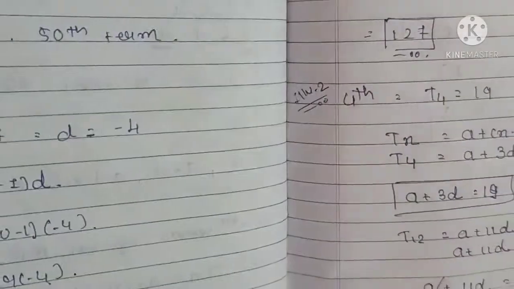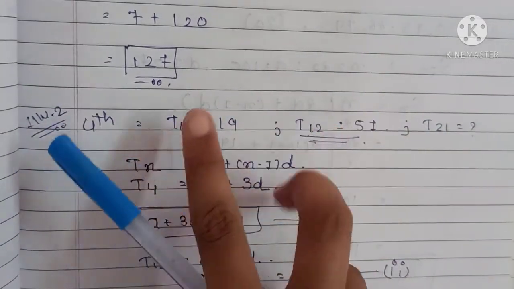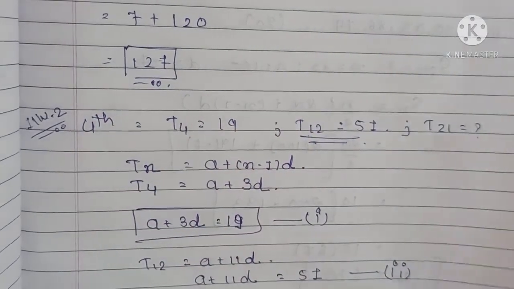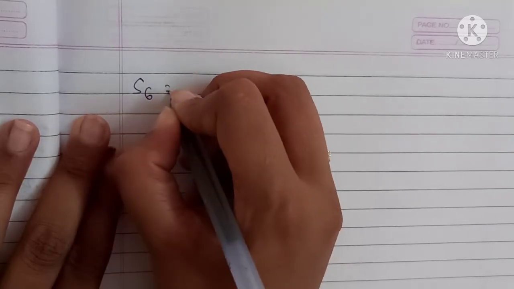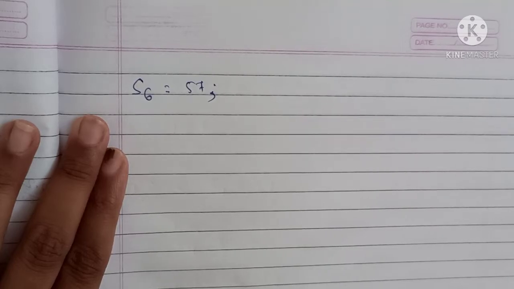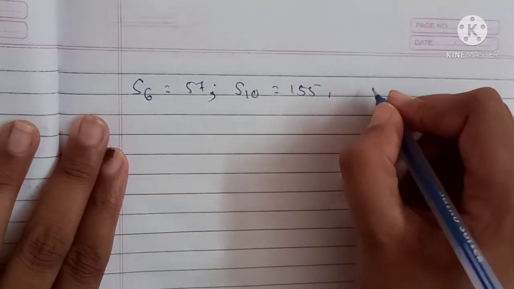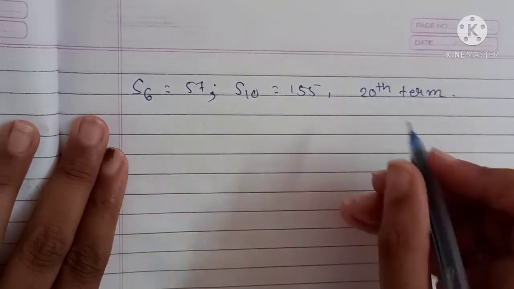Now, as we have discussed, in the Tn series two terms are given, that is T4 and T12, and we have to find out T21. Similarly, in illustration number 4, the sum of the sixth term, that means S6, is given as 57, and S10 is given as 155. Then you have to find out the 28th term, not the sum of the 20 terms. We have to find out the 28th term.